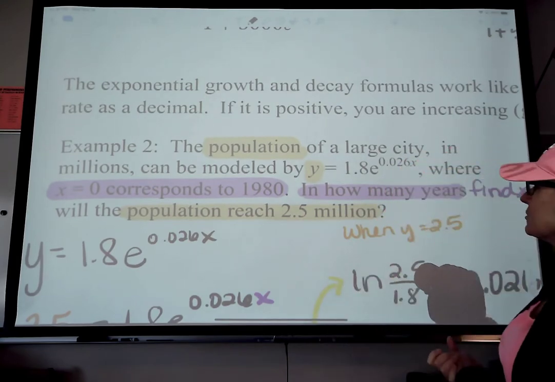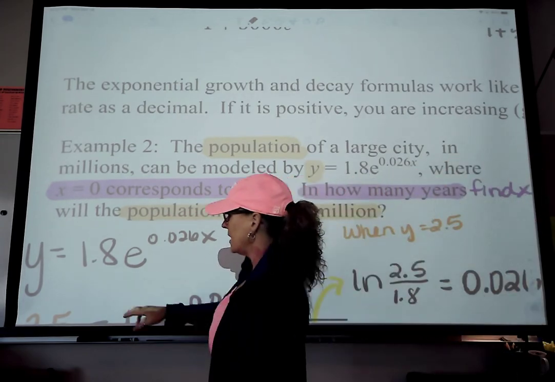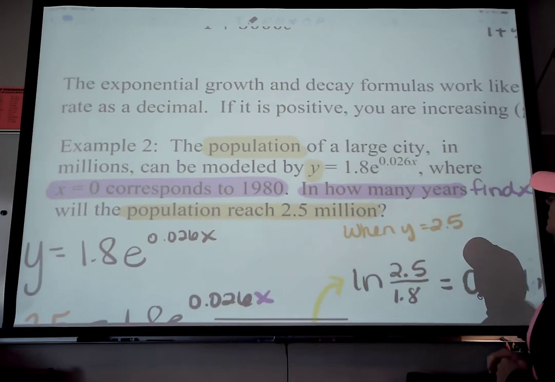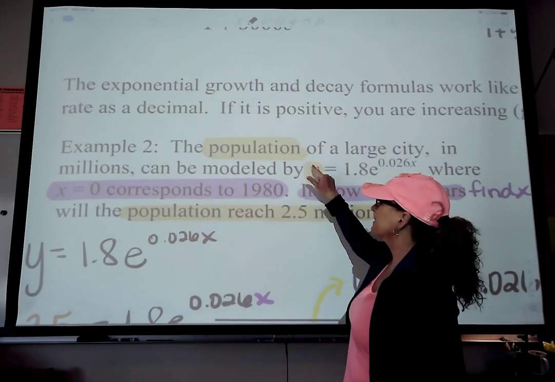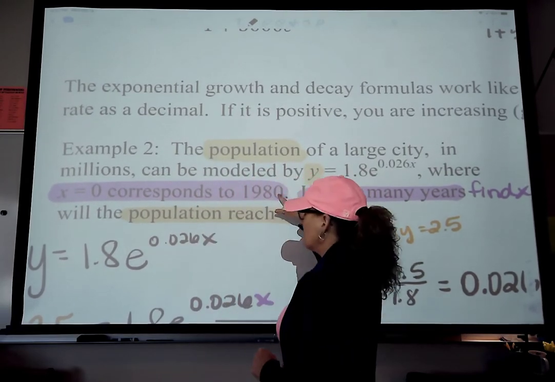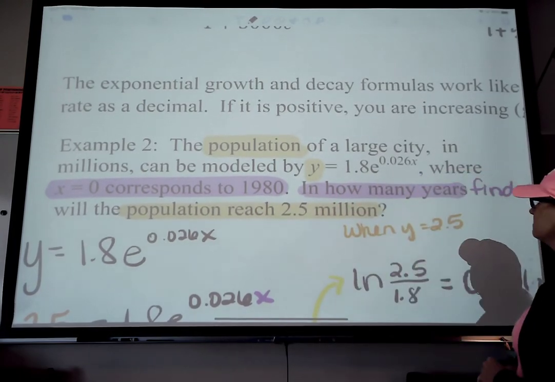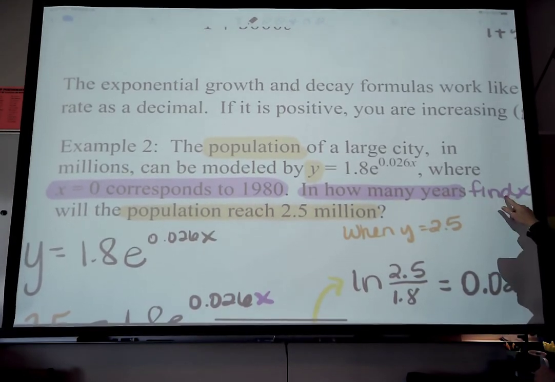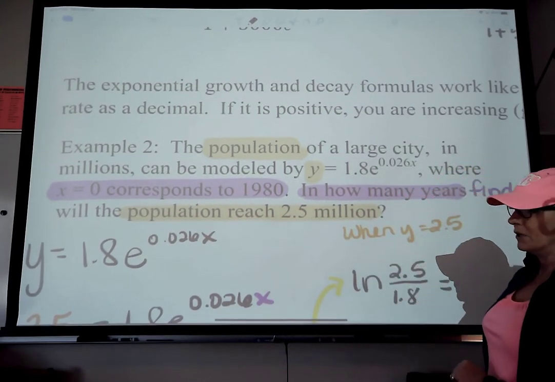All right. The next one, oh, lucky you. You are given an equation, and it's a PERT equation. Y equals P e to the RT. And it says the population is represented with Y, so I'm going to make that this kind of orangey color. X is my years, but it's my years since 1980. And in how many years, that's telling us to find X, will Y be 2.5 million?